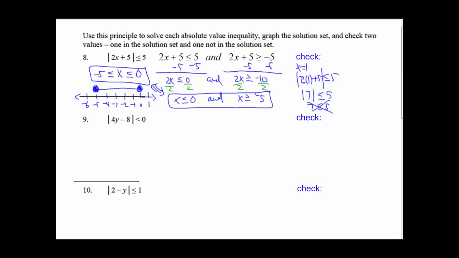If we check the other one, let's check negative 2. So if x equals negative 2, which is a true solution, we go absolute value of 2 times negative 2 plus 5, which should be less than or equal to 5. Negative 4 plus 5 gives us 1, which is less than or equal to 5, and that works out.